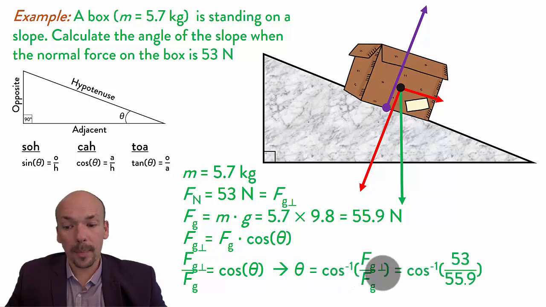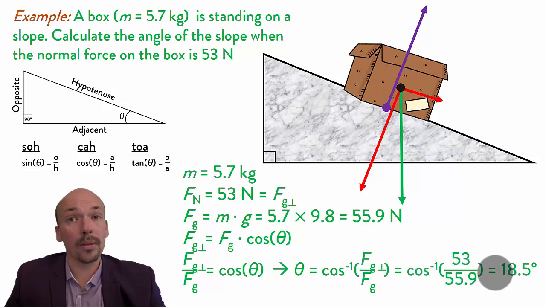So it will look like this: 53, because that's the force perpendicular to the slope, divided by 55.9, which is the gravitational force, and then the inverse cosine of that, and then we will have an angle of around 18.5 degrees. So this angle is 18.5 degrees.